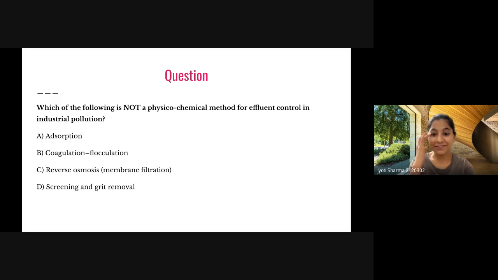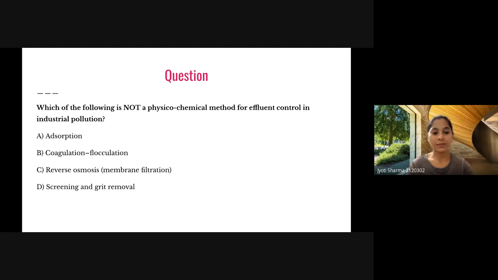I'm scared. Everyone is giving me a variety of options. So I'm getting C, B, C. What do you mean by a physiochemical method? And here it is, C.